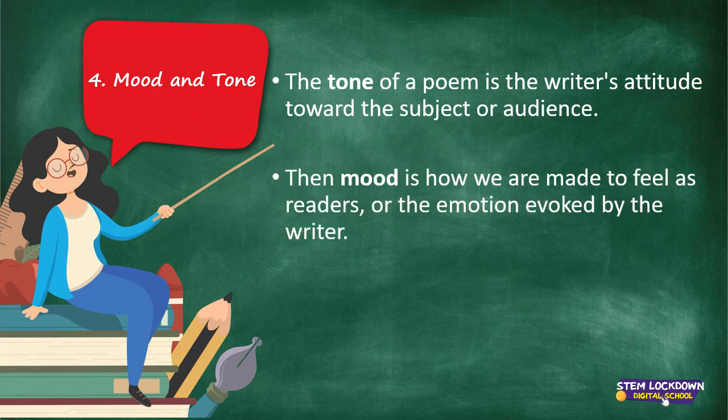Okay, but then again, the mood is how we are made to feel as readers, or the emotion evoked by the writer. So basically, the mood is all about you as the reader, how you are feeling at that moment, or even after reading the poem, the emotions that were evoked by the writer while you're reading the poem. While the tone is about the writer, their attitude towards the subject or audience, and you are able to pick this up based on their views, the type of words that they use to express themselves in the poem. Okay.